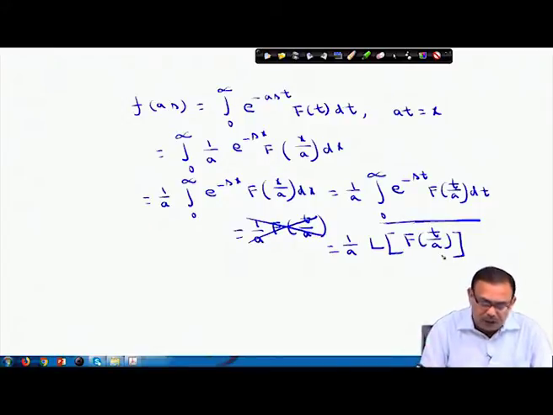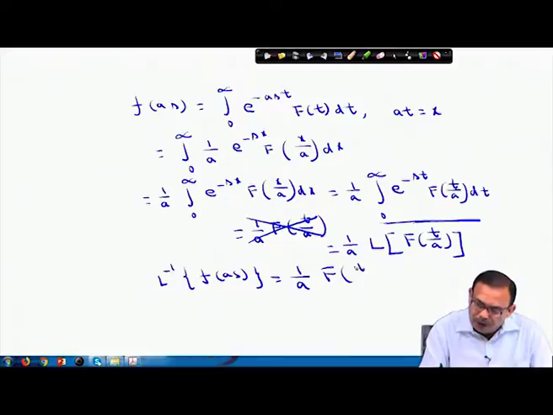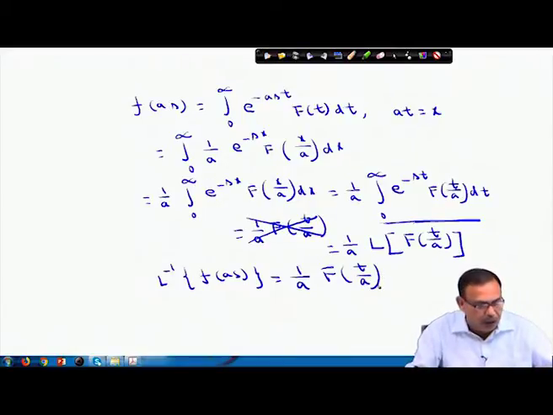So, once I am getting this, therefore, we can say that Laplace inverse of F of a s is equal to 1 by a into f of t by a, which completes the proof of the theorem. So, please note that if Laplace transform of f t is F s, then Laplace inverse of F of a s will be equal to 1 by a f of t by a.